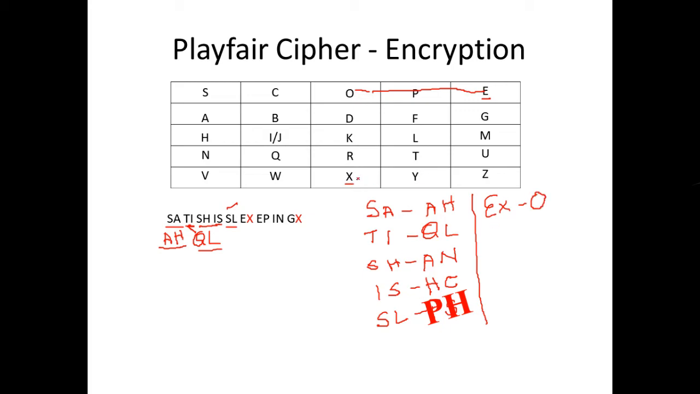Likewise, X, how does it meet E? We'll traverse in this row. So it meets E through Z. So it is OZ. So we finished EX. Now let's take EP. Can you try EP? So E is here, P is here.